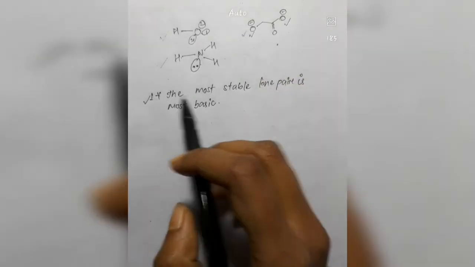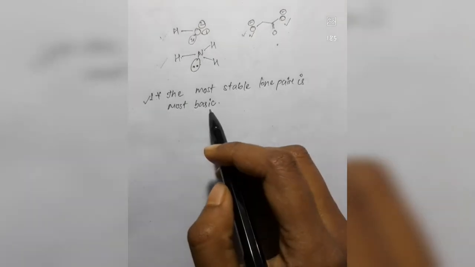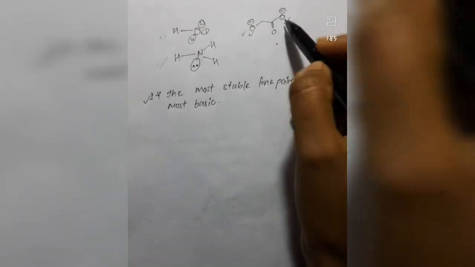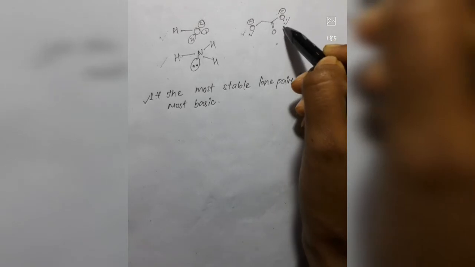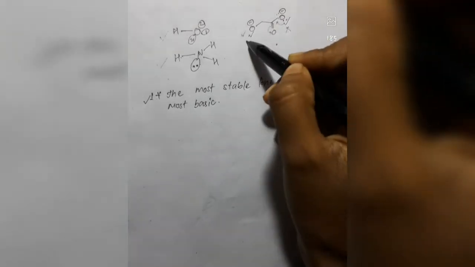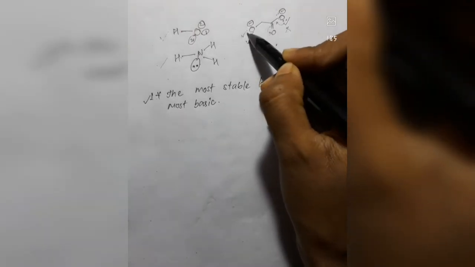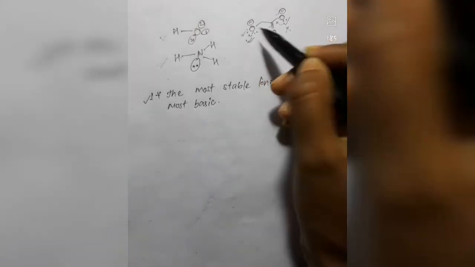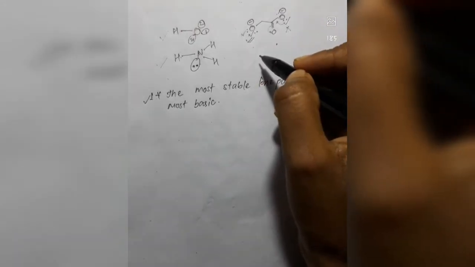The first point says that the most stable lone pair is most basic. That means if you see this compound, here oxygen is having a lone pair but it is stabilized. Yes, it is stabilized due to resonance. So this will be least basic and this one will be the most basic because here the lone pairs are available easily for donation according to the Lewis base concept.